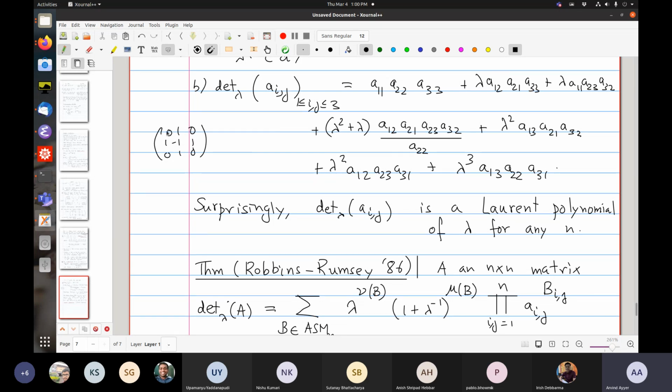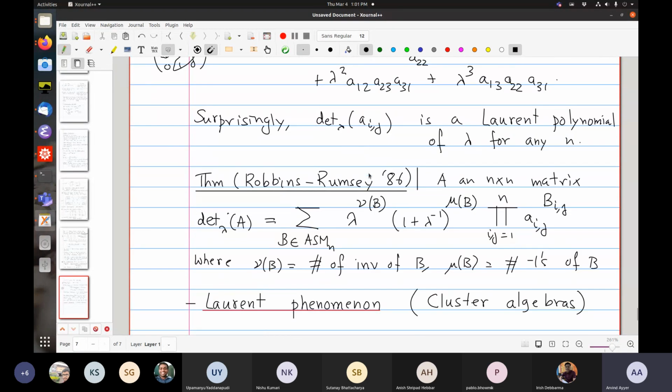And how many inversions are there here? There's one inversion for this pair, and there's one inversion for this pair. There's no inversion for this pair, for this minus 1. So you get 2. That gives you a lambda squared, and 1 plus lambda inverse raised to the number of minus 1s, which is 1. So this lambda squared plus lambda is really lambda squared times 1 plus lambda inverse.